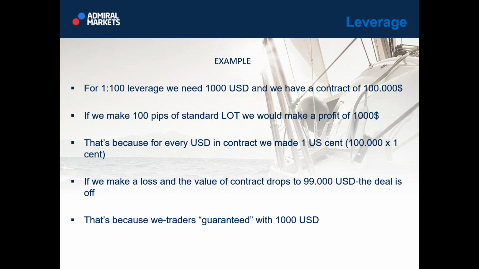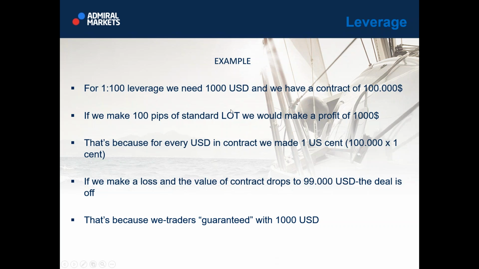That's because for every dollar in contract we made 1 cent, so 100,000 times 1 cent is equal to $1,000. So if we make a loss and the value of contract drops to $99,000, the deal is off. We don't have any money. Why? Because we traders guaranteed with $1,000. So when you made a deposit of, let's say, $1,000, it's your guarantee. It's your money.